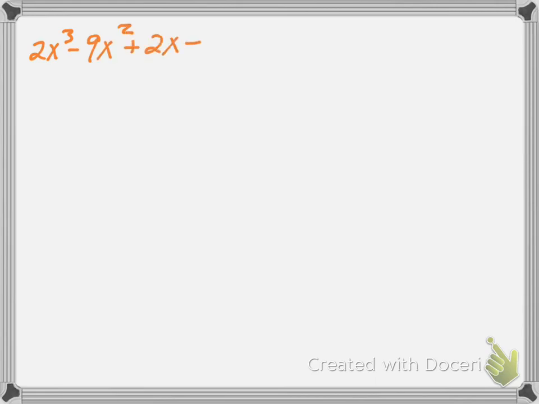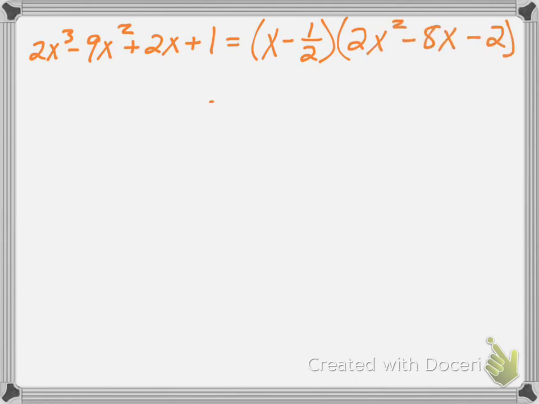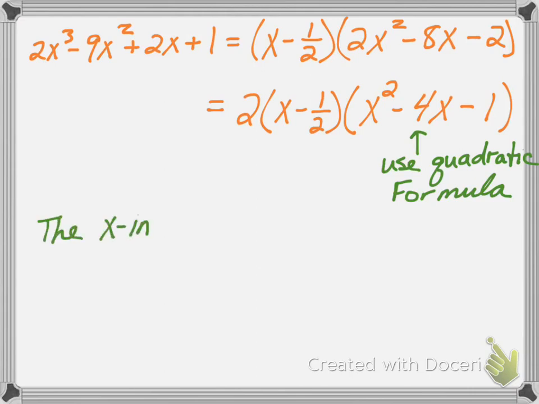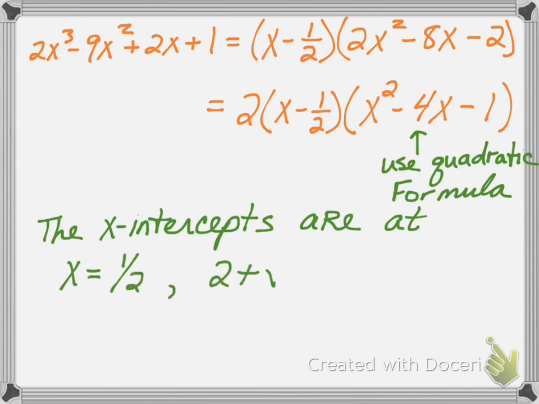You may notice that the second polynomial has all even numbers for its coefficients. So we could go ahead and factor out the 2. So we get 2 times x minus 1/2 times x squared minus 4x minus 1. And now we've gotten to a degree 2 polynomial. We can just use the quadratic formula. This is actually the same quadratic equation that we did at the beginning of class. And so the roots are 2 plus the square root of 5 and 2 minus the square root of 5.